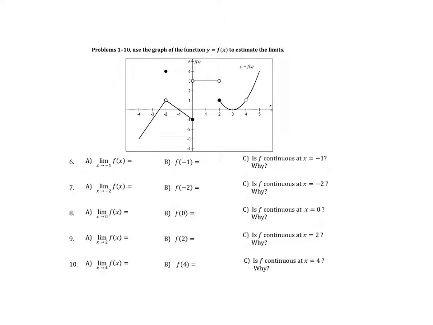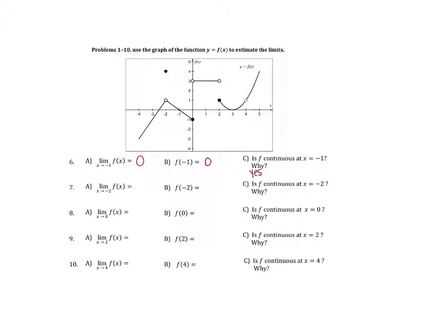In question 6, more of the same, but now we're going to tie in our continuity idea. So for number 6, the limit as x approaches negative 1, that limit was 0. F at negative 1, we need the actual function's value there, and that is going to be 0. But notice in part C, is f continuous at negative 1? And we're going to say yes, but we need to explain why. And we do have to do that. Just a simple yes or no is not going to work.